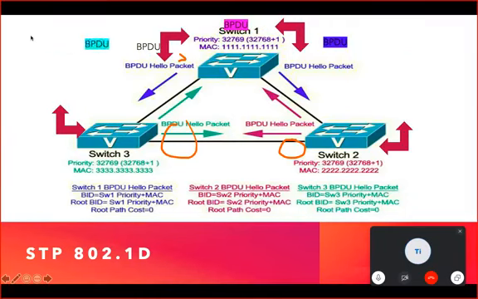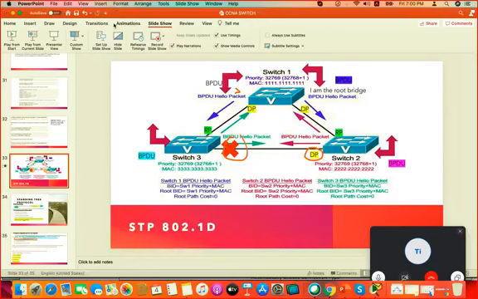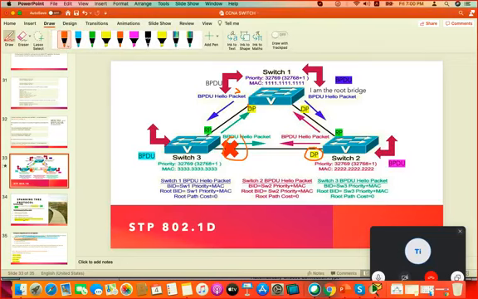After that, once the root bridge is selected, they will select the designated port. The ports which are directly connected to the root bridge will become the designated ports, or I can say the lowest cost. Designated ports are the ports which have the best cost to the root bridge. Here the designated ports are these two. After that, they will choose the root port. The criterion to choose a root port is the lowest cost towards the root bridge.